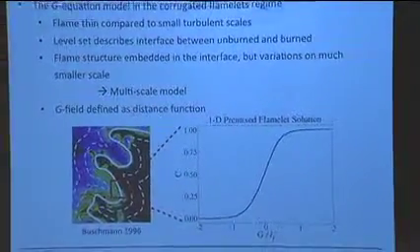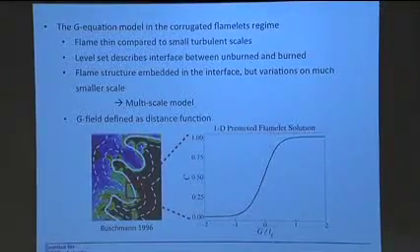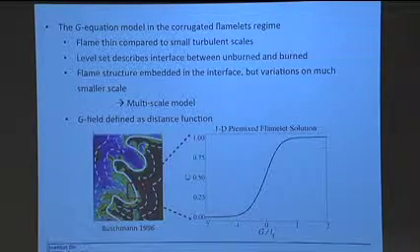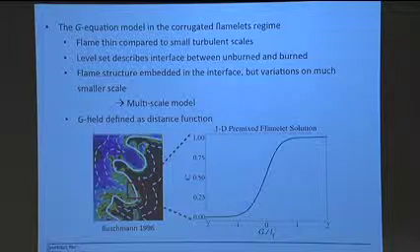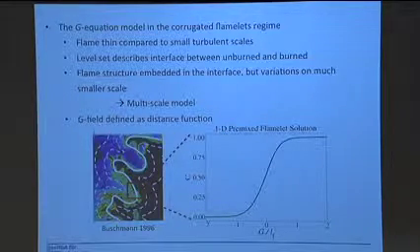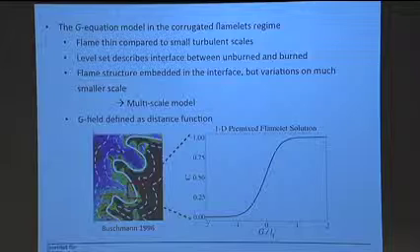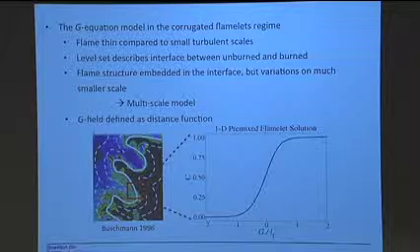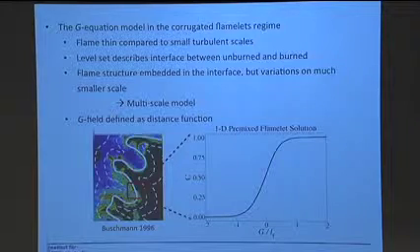You have a flame, and let's say that's the corrugated flamelet regime, and you see the white line here, that would be the surface G equal to 0, and that just follows this contour, the instantaneous flame contour. Then you see other isosurfaces of G, which here must be negative, and here must be positive. So let's say this is one cell, and you look at what happens in one cell: there's a flame in this cell.